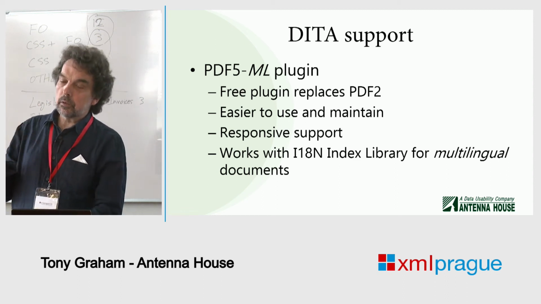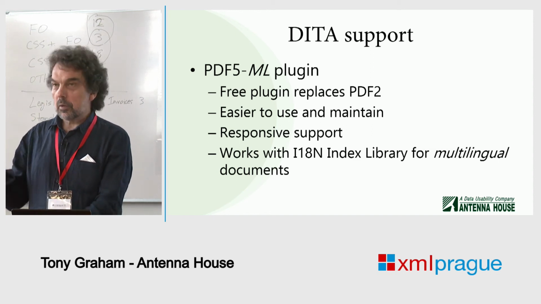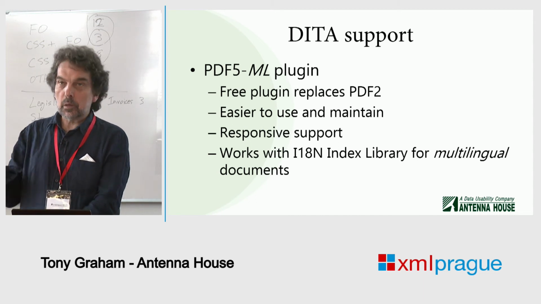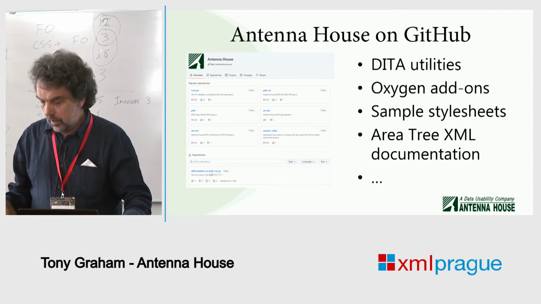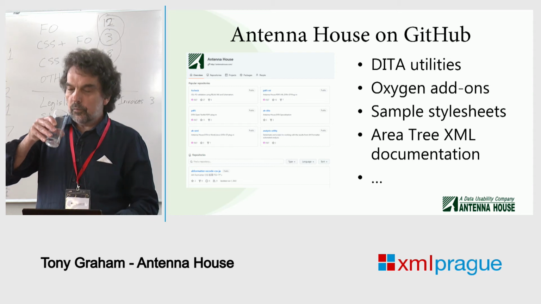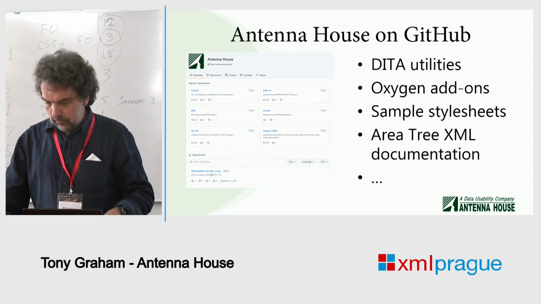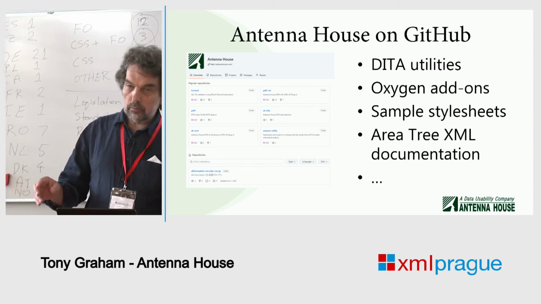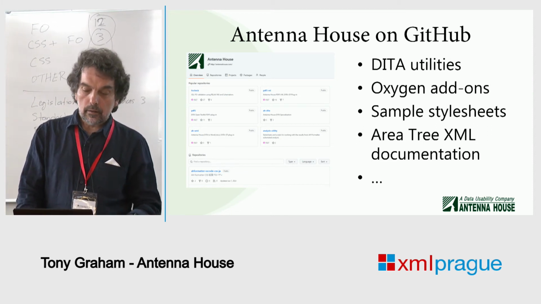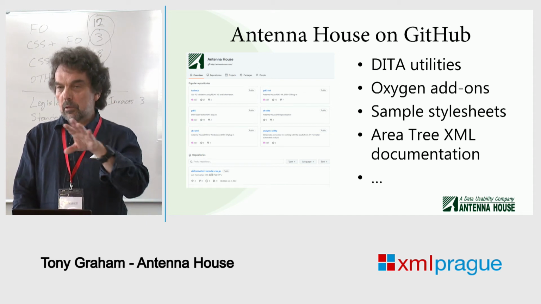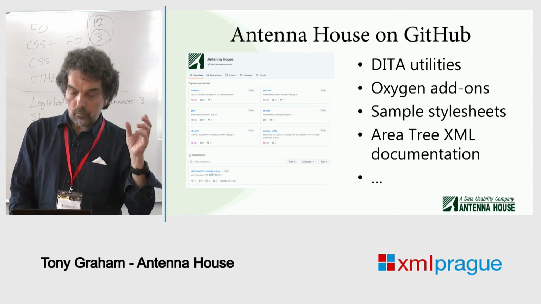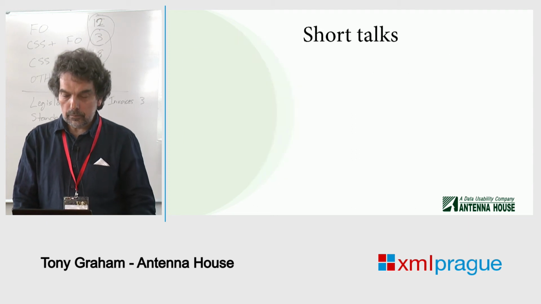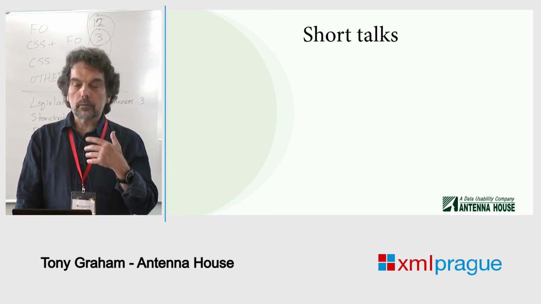Antenna House has a fair amount of DITA support, including the free PDF5ML plugin, which replaces the PDF tool. There are other DITA modules available on GitHub from Antenna House. There are the Oxygen add-ons that we produced, also on GitHub, and sample style sheets for different applications. For example, for working with the report from the automated analysis, there's documentation for the area tree XML, which is an XML representation of the formatted area tree, which sometimes you can process to modify it and then reformat if there are areas that Antenna House can't quite do for you. And so that was my introduction.